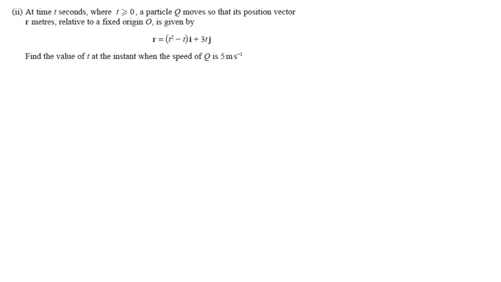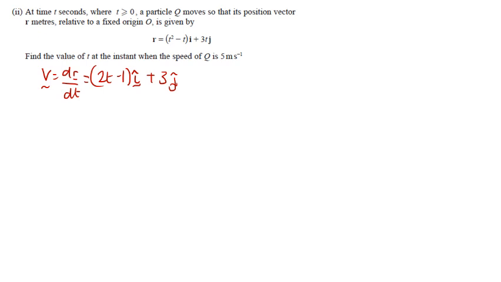And then part 2 of that question: at time t seconds, a particle Q moves so that its position vector is given by this. Find the value of t at the instant when the speed of Q is 5 meters per second. So we've got the position vector. I want the speed, so I'm going to have to find the velocity, which we find by differentiating the position vector. So we're going to get 2t minus 1 in the i direction. Remember, treating the i's and the j's just like constants, so nothing happens with them. So 3t differentiates just to 3, so 3 in the j direction.